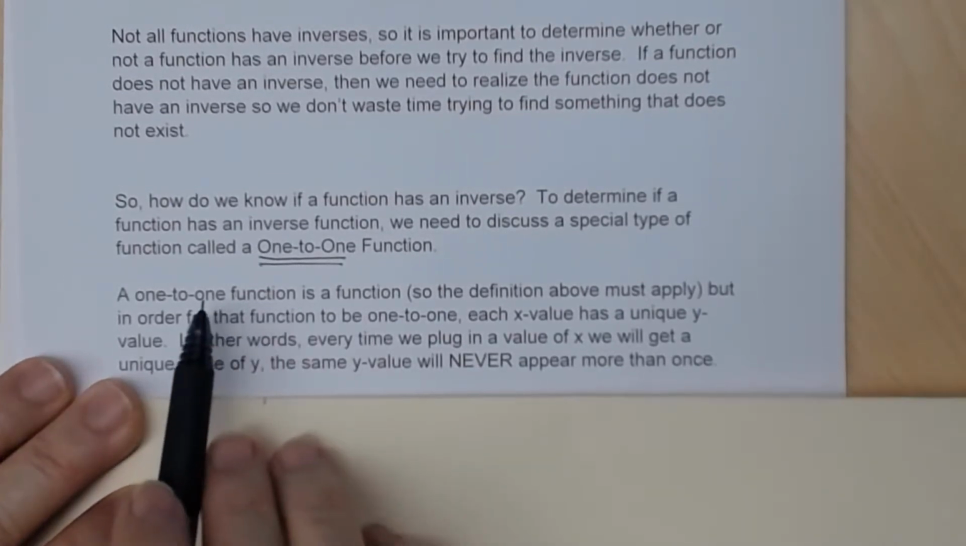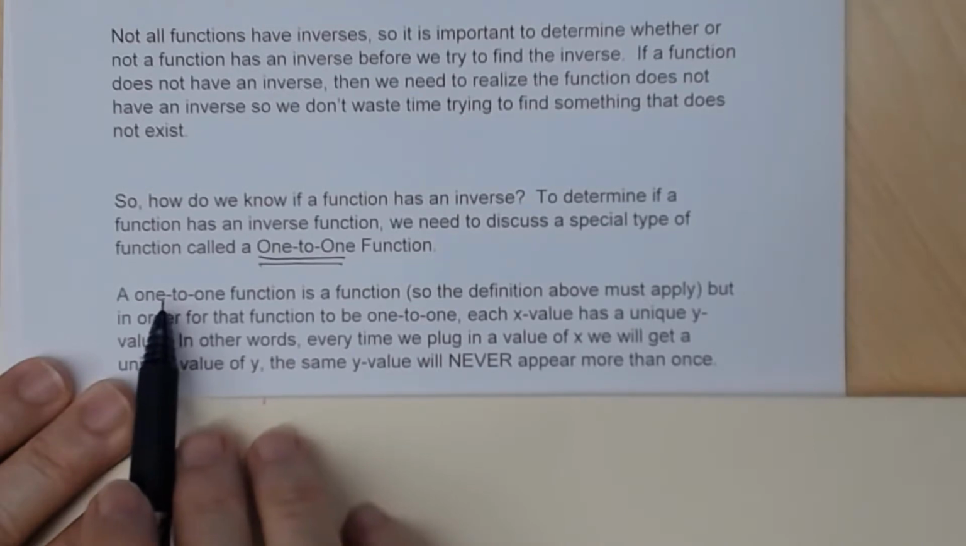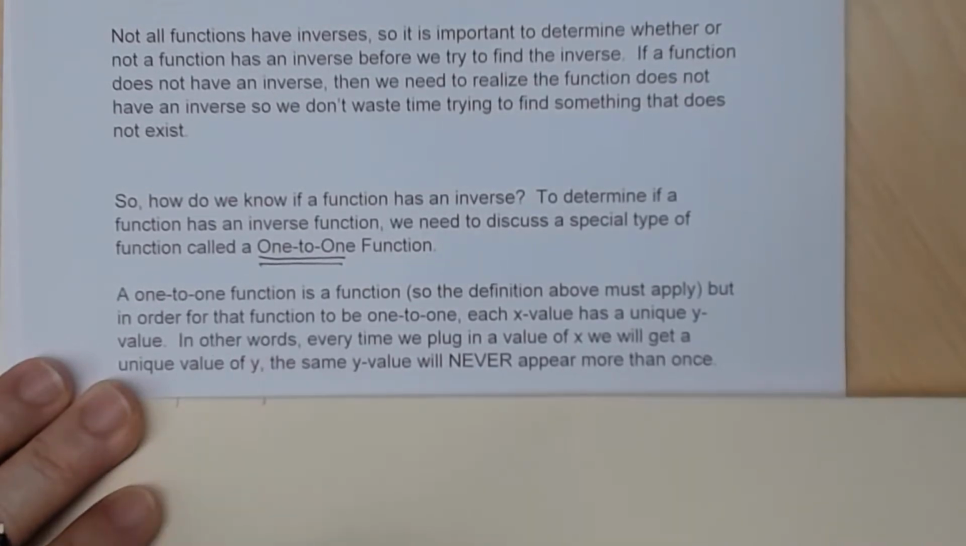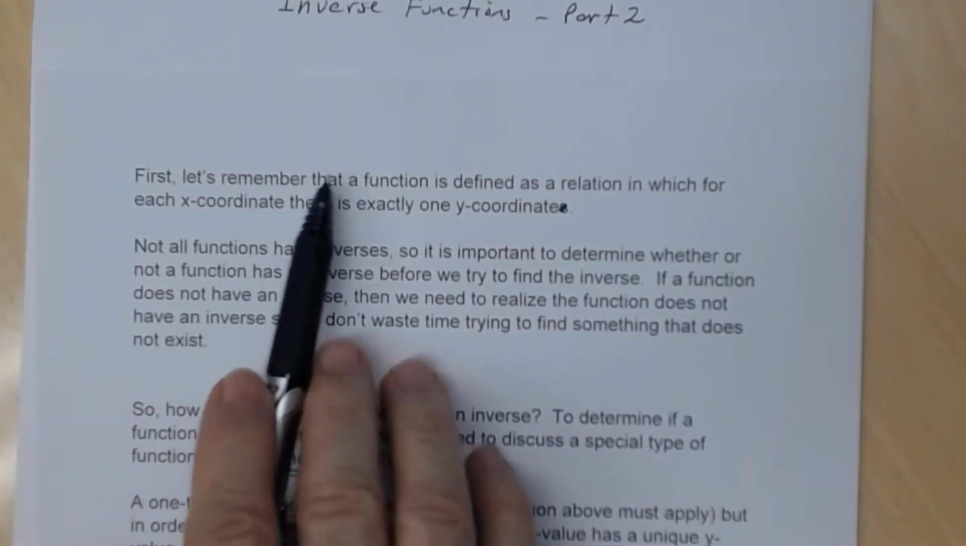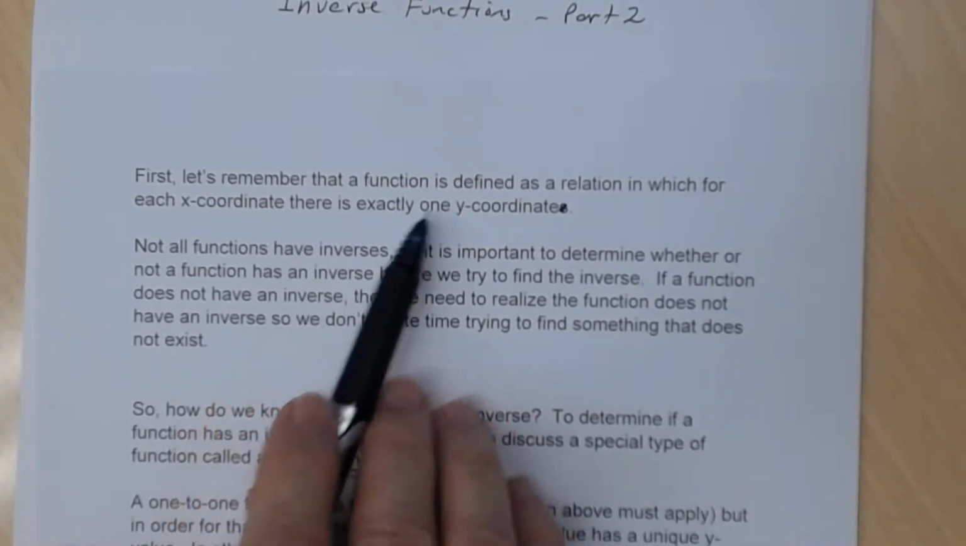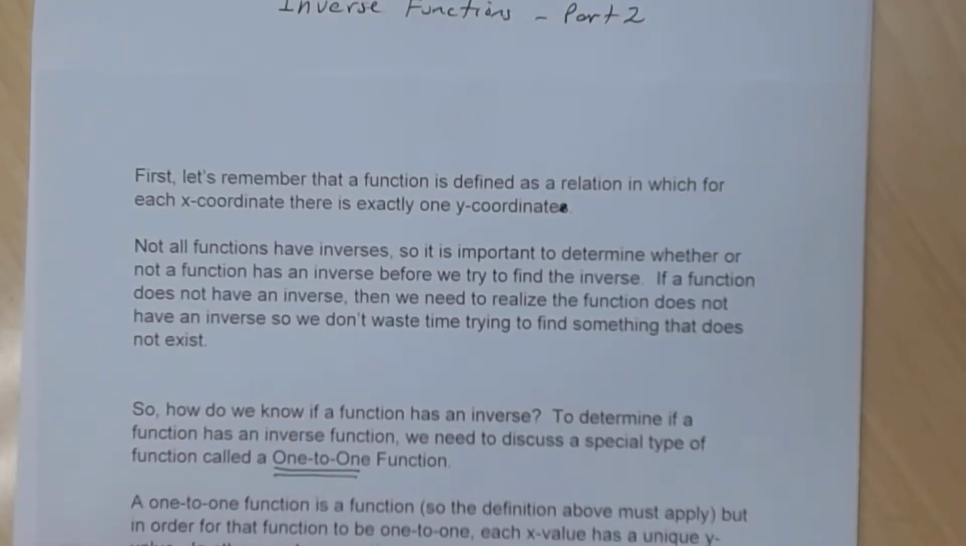Hence in the term one-to-one, you see the word function. So it has to be a function. So this has to apply: for each x coordinate, there's got to be exactly one y coordinate. If that doesn't apply, then it's not a one-to-one function because it's not a function to begin with. It first of all has to be a function.